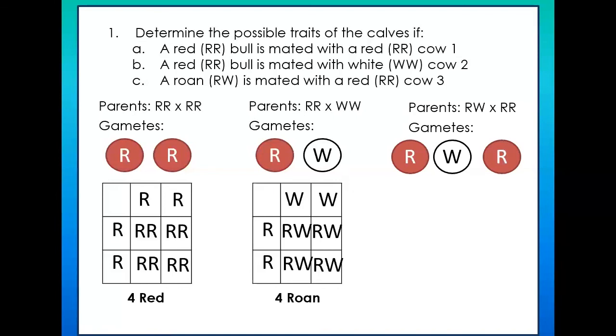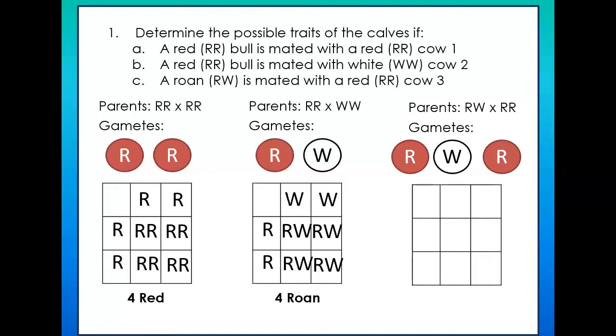So using the Punnett square, these are the possible genotypes of the offspring. We're after only the possible traits. So we can all agree that there are two red and two roan offspring for the calves produced when we do a test cross for a roan and a red cow.